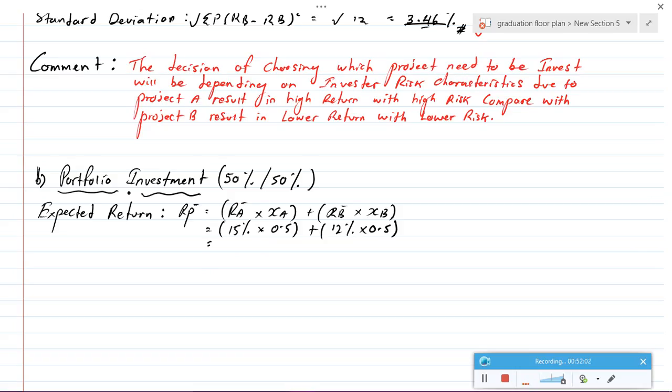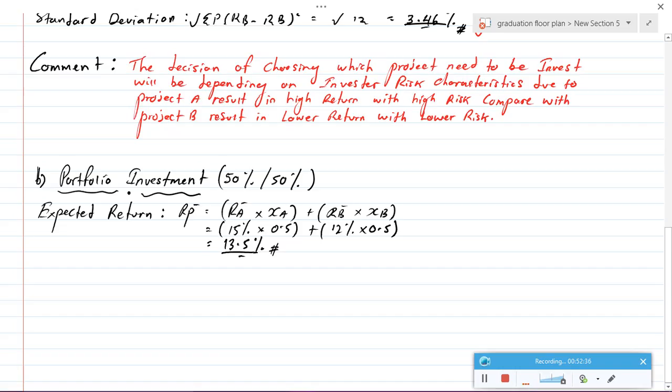So if you total up, you should get what? 3. No, don't put percentage. It is percentage, but we don't put percentage. We take it as a 3 lah, just and calculate. Okay, so we continue here. The calculation.